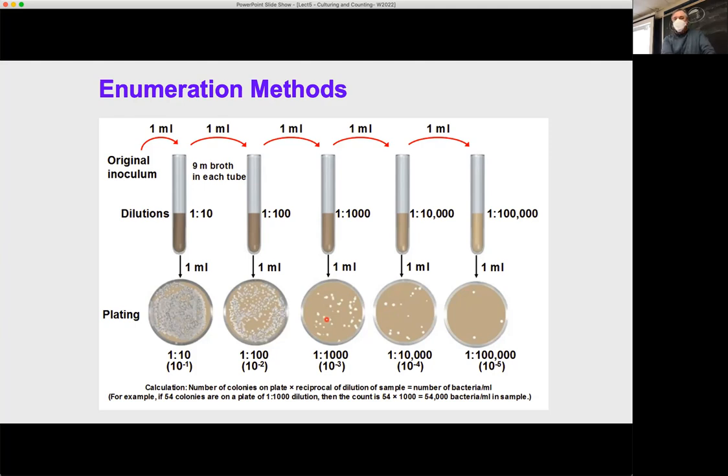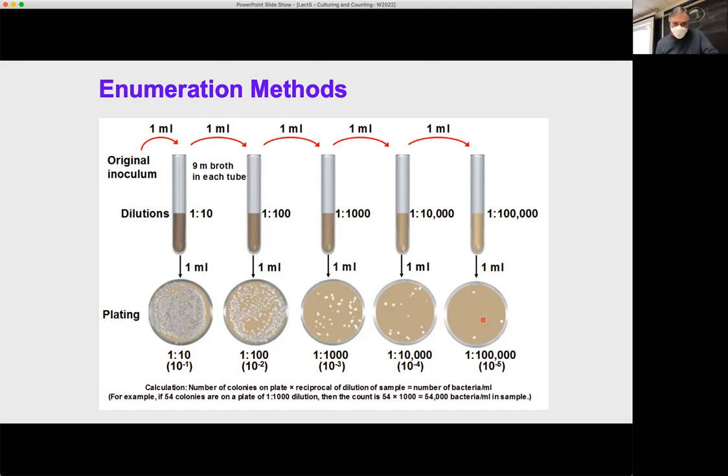So we call the first two plates, there's a standard lab abbreviation, too numerous to count, TNTC. And then you'd count these two plates that have enough to count. The plate that has three, you'd still count that. If the plate has zero on it, you might say too few to count, because there might be organisms in the media, but you didn't capture them, okay?